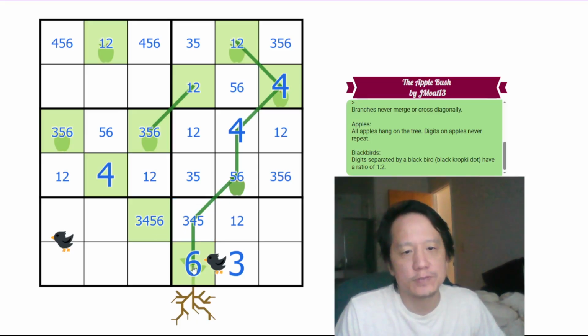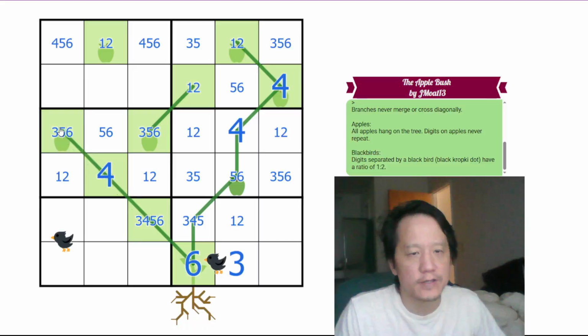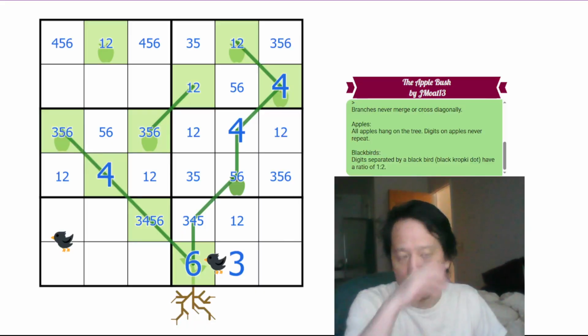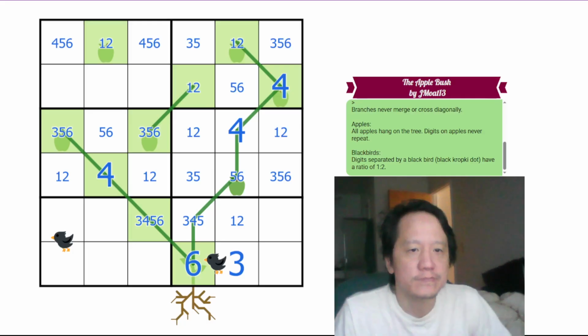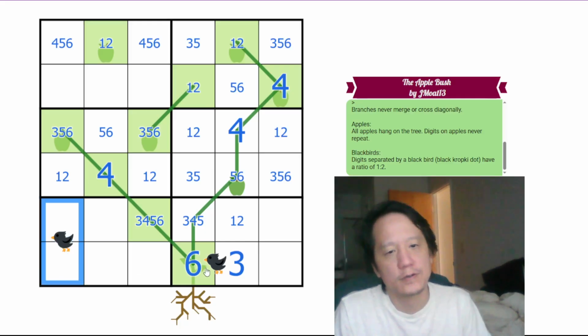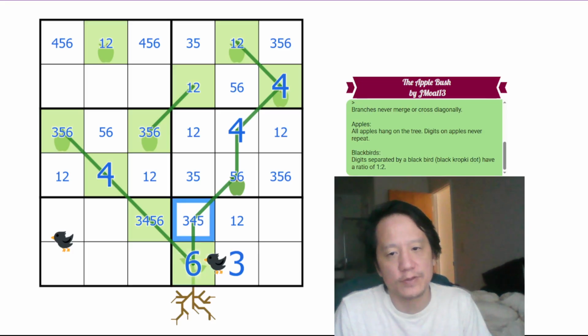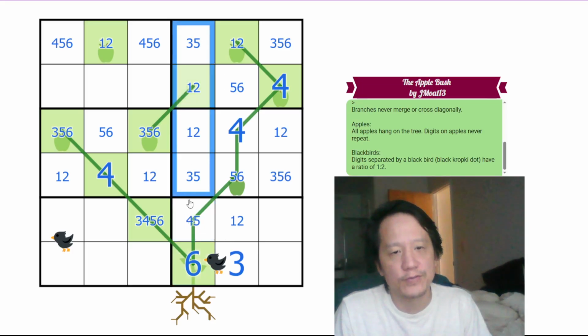So we know this branch has to go this way, and this way at least. We don't know where else it goes to. Again, this cannot be 3 and 6 in a 1 to 2 ratio, so it must be either 1, 2 or 2, 4, because 3 and 6 are both, okay, this can't be 3. We have a 3, 5 pair in column 4, which eliminates 3 and 5 in the rest of the column. Therefore, this is 4. This cannot be 4.